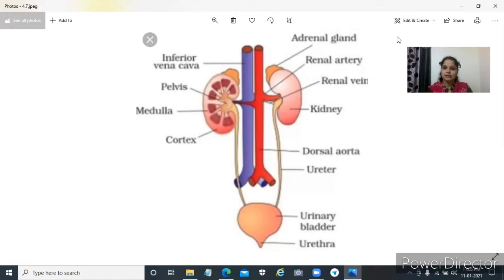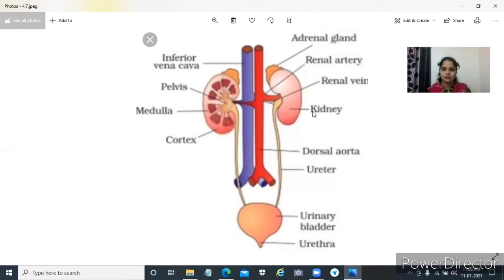Now let's learn about the human excretory system. It is a front view of the human excretory system. The first one is the adrenal gland. It is also called the suprarenal gland because it is present at the top, the superior position, of the kidney. Now this one is the renal artery. The second one is the renal vein.